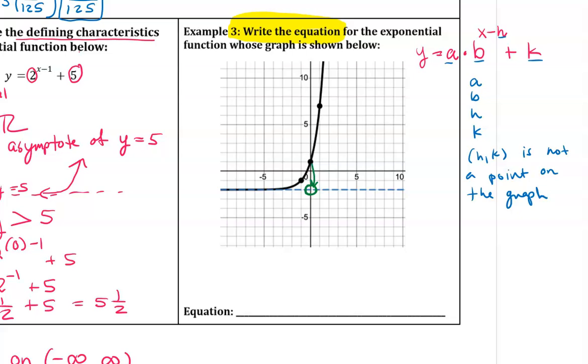Here's the thing though, you can get multiple answers that actually are the same when you simplify them. Some of you might choose to use this point as hk, some of you might choose to use that point as hk, either one is fine. Your equation would look different, but would simplify out to be the same. For this lesson, I'm going to use this point right here. It's on my asymptote. So that is one thing about hk: it's a point on the asymptote, and it's got to be directly below one of the other points on the graph.